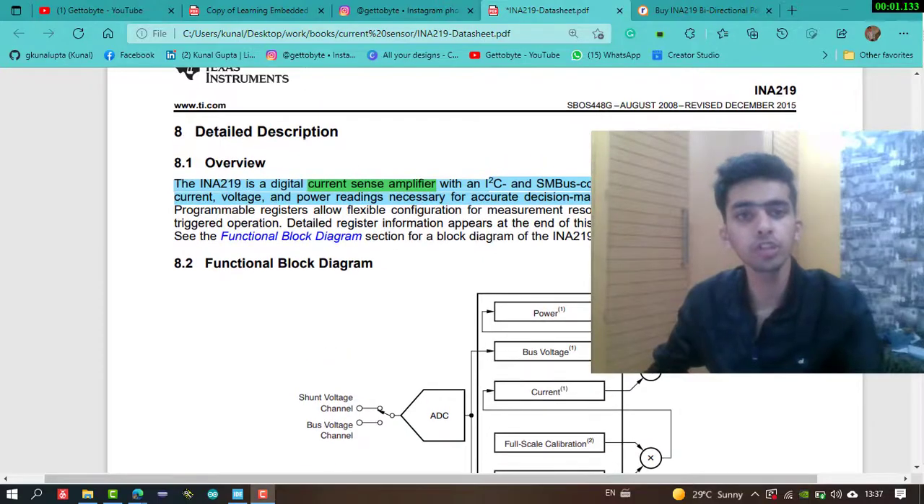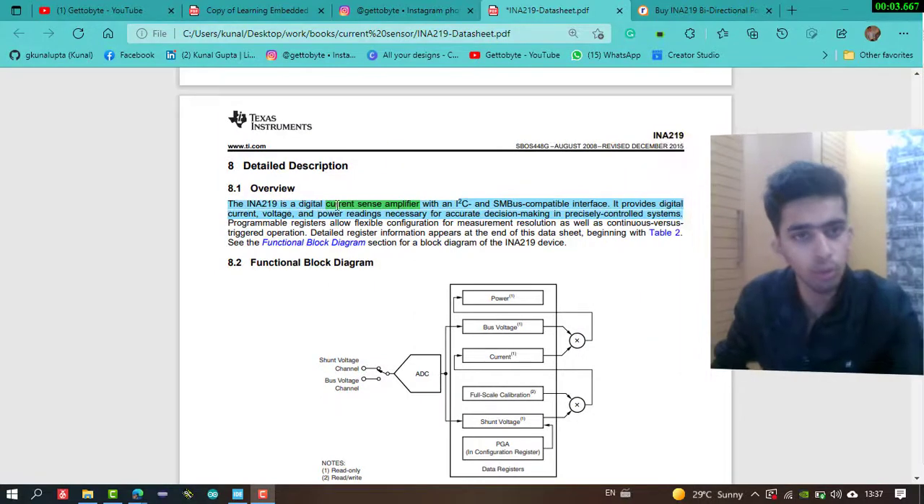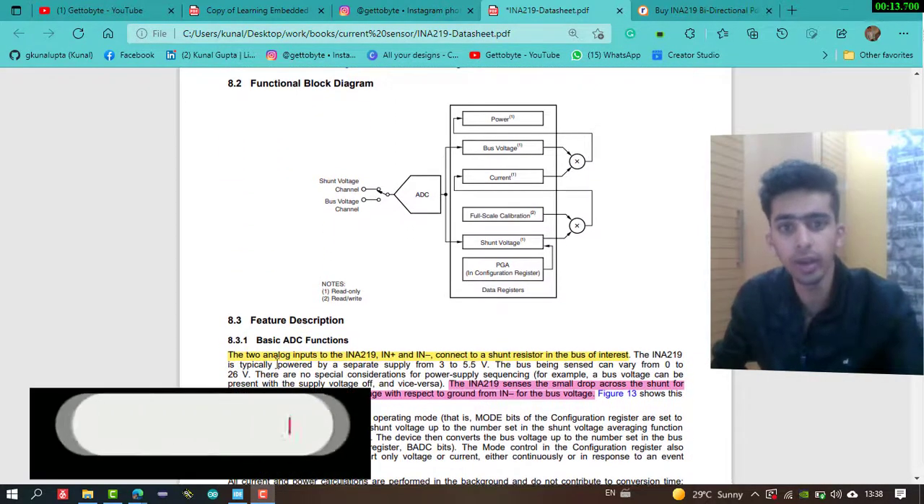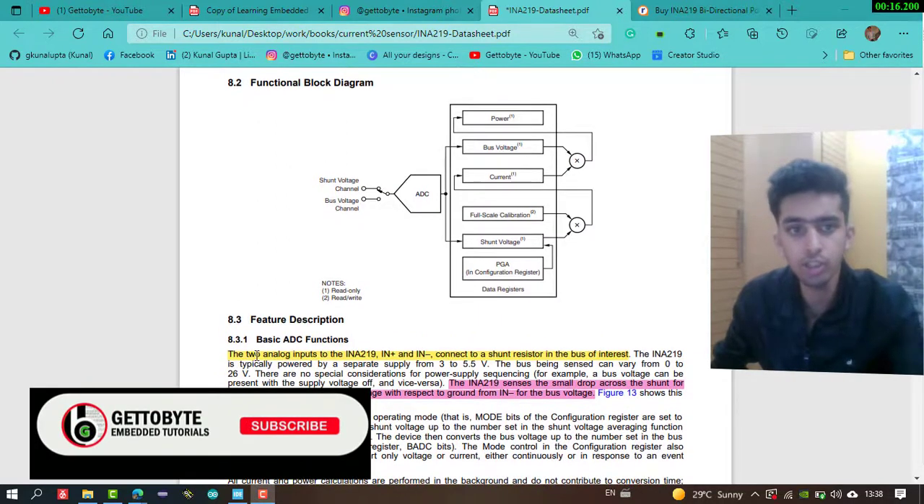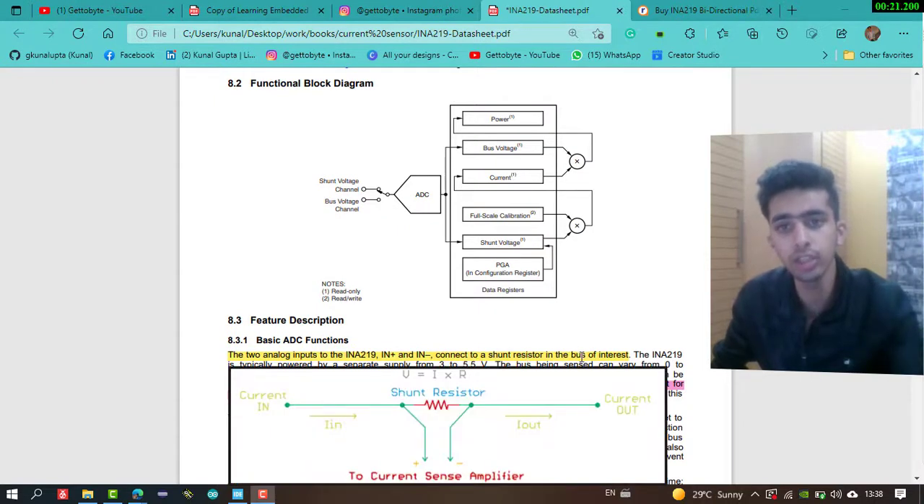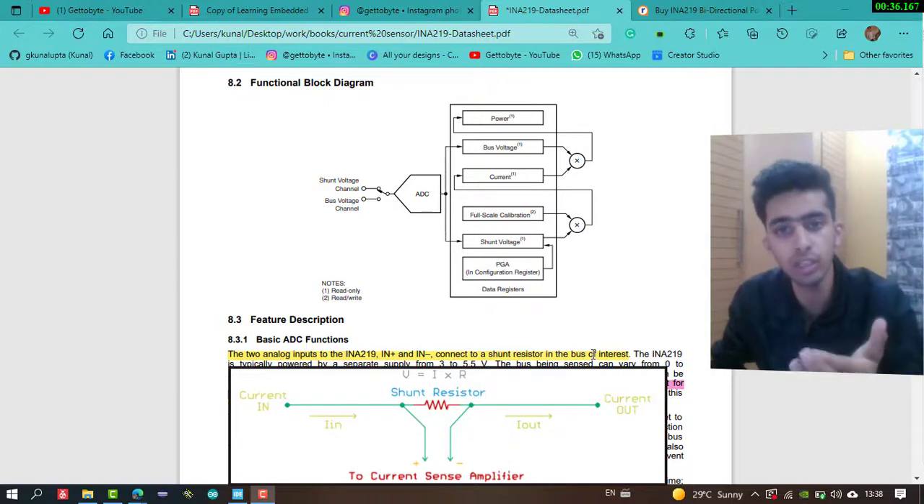Now, starting from the first statement, we got to know what exactly a current sense amplifier is, and we know that via the I2C interface we will communicate with the INA 219 chip. As I have told, it's an op-amp, so it has two analog inputs, input positive and input negative, connected to a shunt resistor in the bus of interest. Bus of interest here means in series with the bus, and the shunt resistor is connected in series with my load.